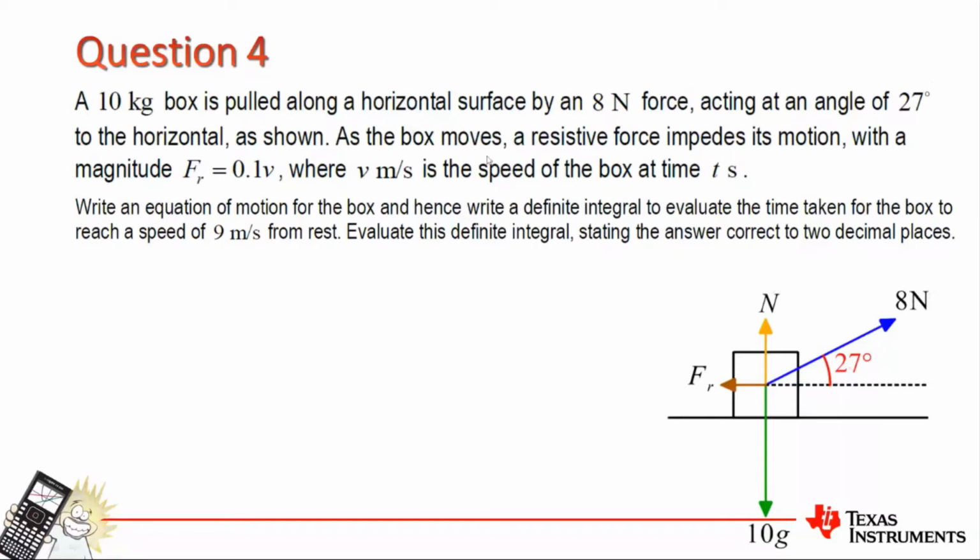As the box moves, we have a resistive force impeding its motion with the magnitude of F resistance equals 0.1 V. So what's going on is, as this box picks up speed, the resistive force increases in magnitude, which leads to the fact that this might be a force that's dependent on something like air resistance. Air resistance typically acts in response to velocity.